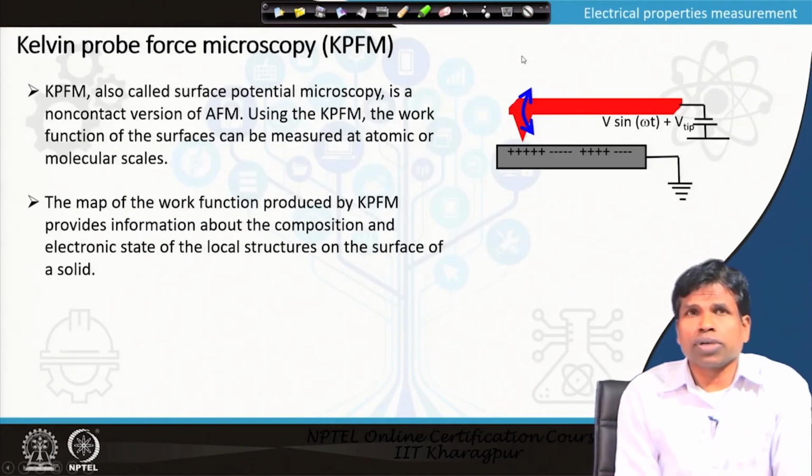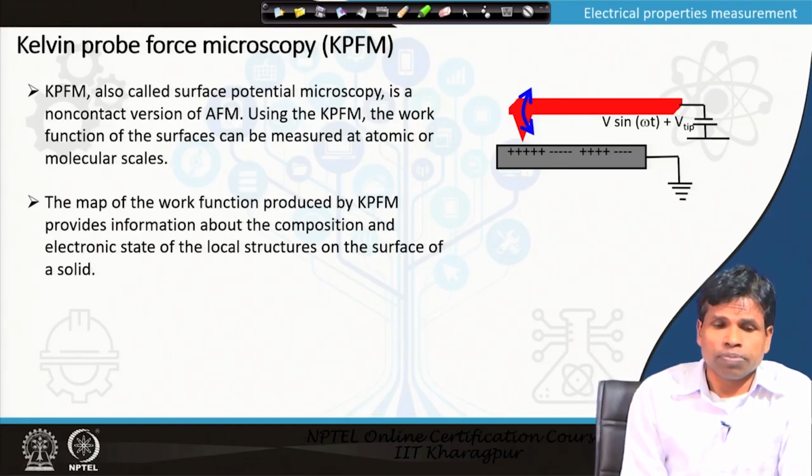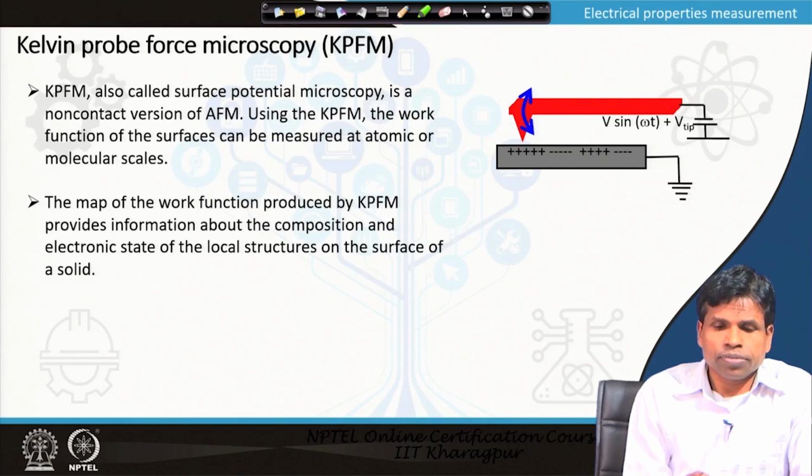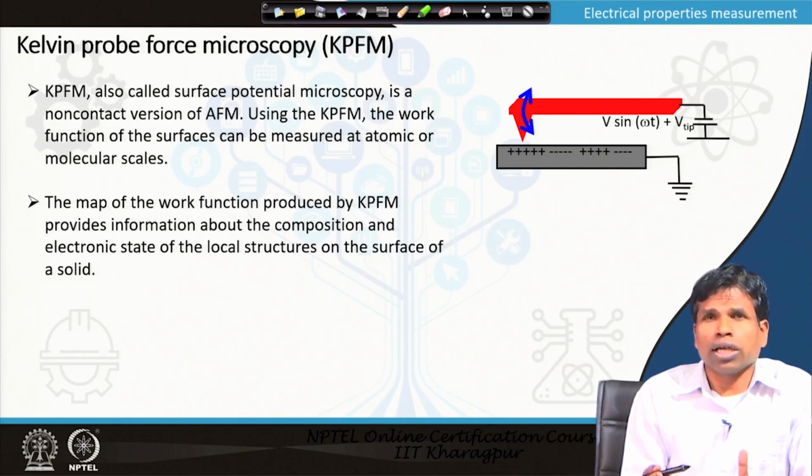Then we come to another force microscopy, that is called Kelvin force microscopy. It works with the conventional Kelvin probe methodology, or principle. Here this is used to measure or map the surface potential in a non-contact way. This is a non-contact version of AFM, where work function is measured at the atomic and molecular scale, and by measuring the work function and the field, we can know the difference in the electronic structure at the surface.